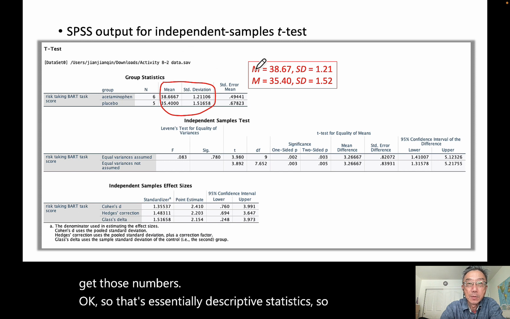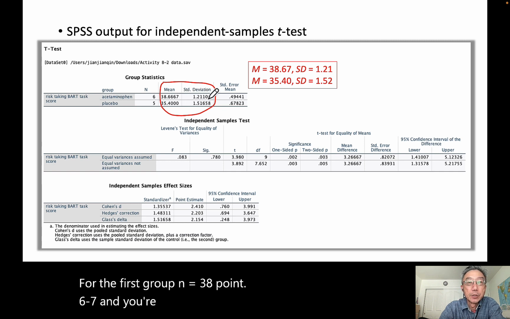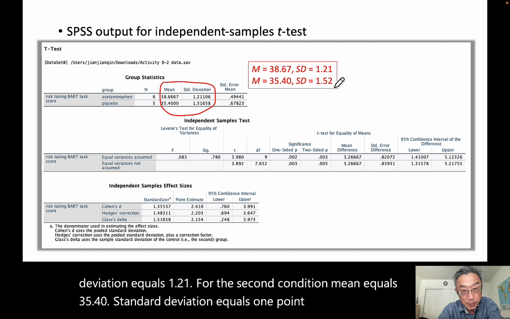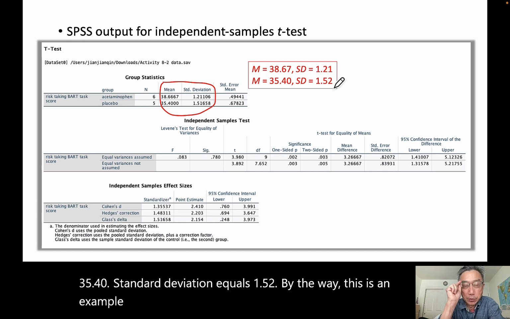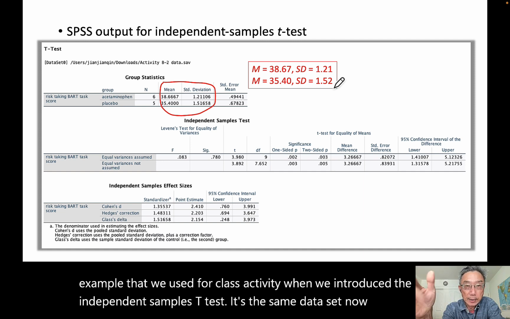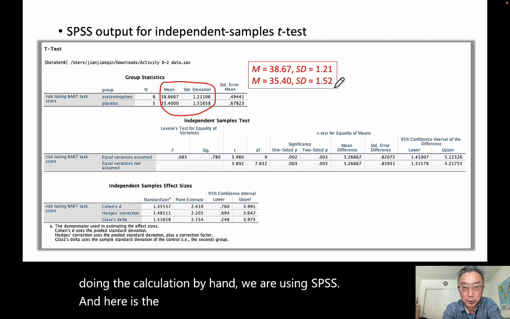So in this case, for the first group, M equals 38.67. And you always round to 2 decimal points. Standard deviation equals 1.21. For the second condition, mean equals 35.40, standard deviation equals 1.52. By the way, this is an example that we used for class activity when we introduced the independent samples t-test. It's the same data set. Now, instead of doing the calculation by hand, we are using SPSS. And this is the output.